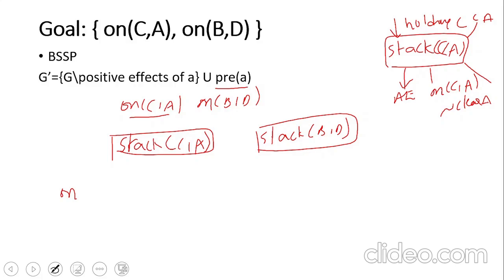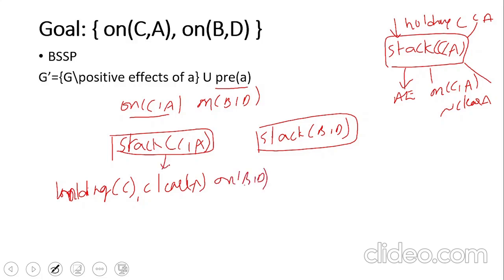Now what we are doing is delete the positive effects of A and union B of A. What are the positive effects? On CA. Delete this on CA and add preconditions of A. So holding C and clear A. So what we write here is holding C, clear A. If I perform stack C, and on BD is add this.